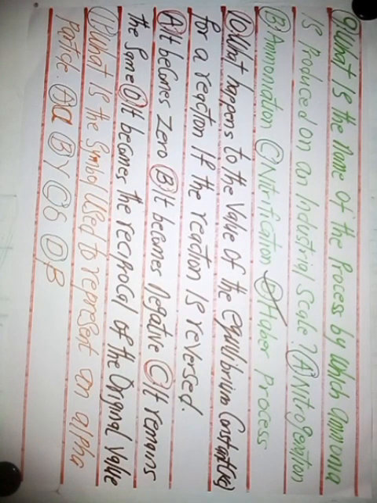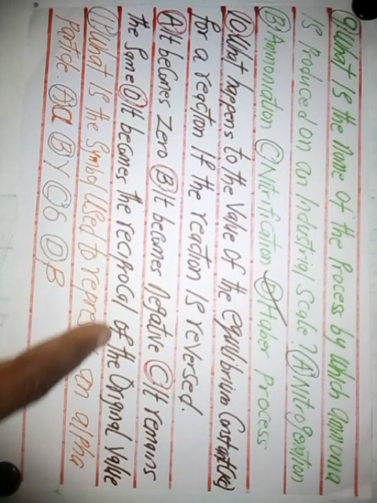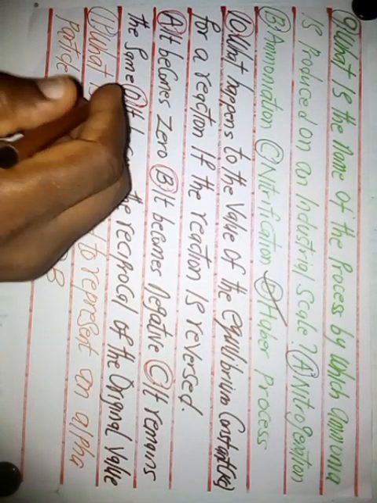That means if the equilibrium constant is product over reactant, the reverse of that would be reactant over product. That means it becomes the reciprocal of the original value. So the answer is D.